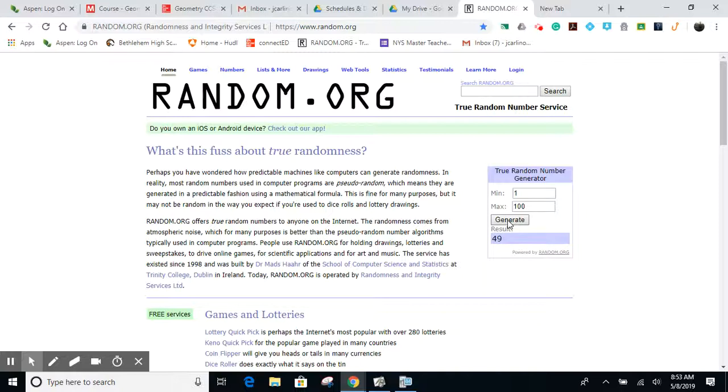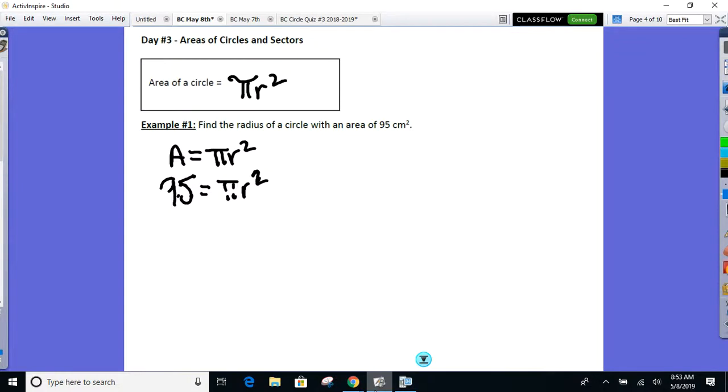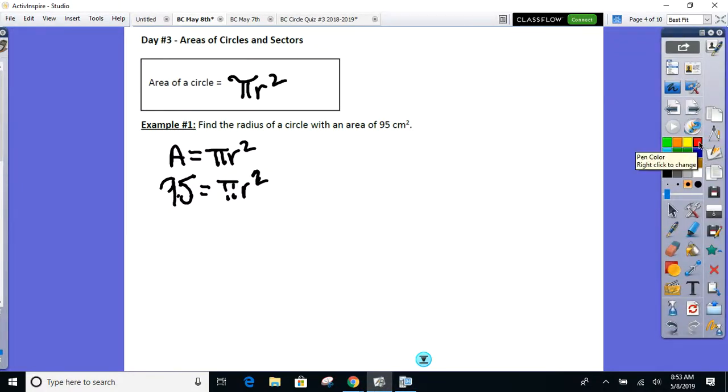First up, here we go. 8. What's your next move? Ooh, I don't think we're ready for that yet. We are not ready for the square root because I do not know what the square root of pi r squared is. I know what the square root of r squared is, but not pi r squared. Divide both sides by pi. Got it. Yep.